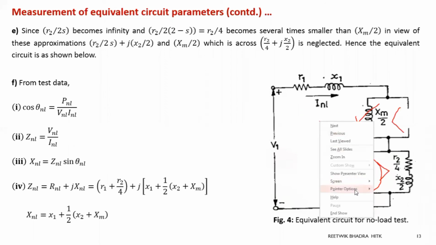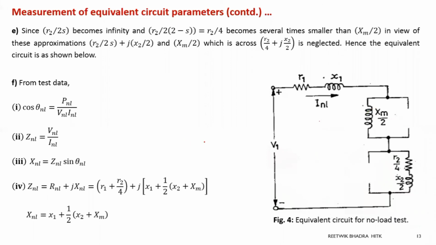Now you apply your formulas. We find out cos theta first. Cos theta is PNL by VNL INL. Then you can find sin theta, which is equal to square root of 1 minus cos square theta NL. Next, ZNL is equal to VNL by INL. Then XNL is ZNL sin theta NL. Now what will be ZNL? The total impedance of this part.